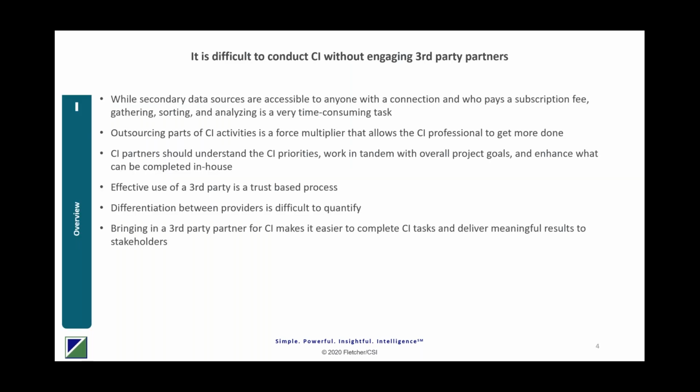So let's start with an overview. The reason we're bringing up third-party partners is because competitive intelligence, to be done effectively, is very difficult to do without the support of outside entities. These are all types of groups, but what we find is a lot of companies that don't use third parties tend to rely very heavily upon secondary data sources. Those are the databases that you get, the Google searches, the multi-client reports or syndicated reports that come out.